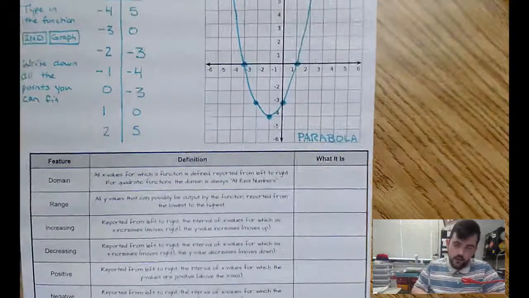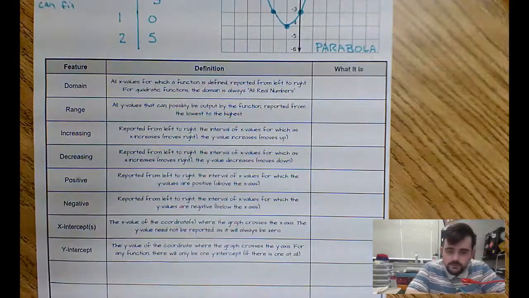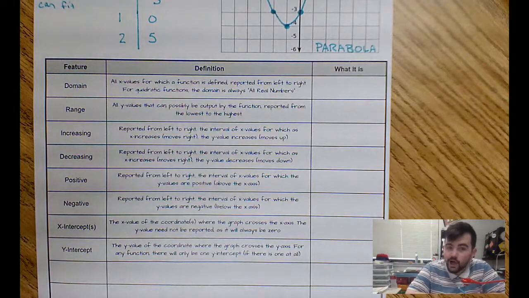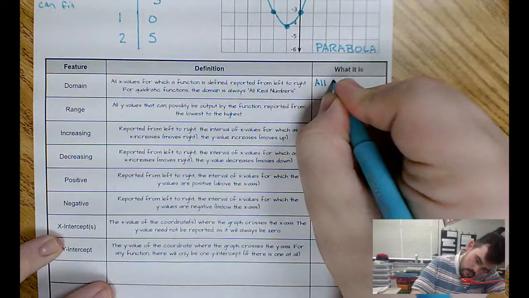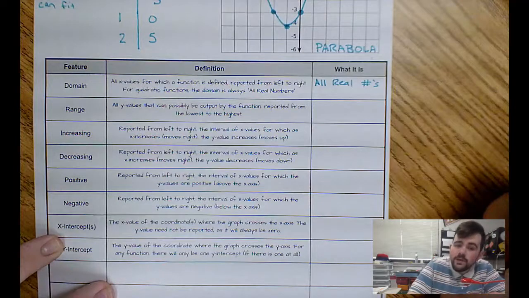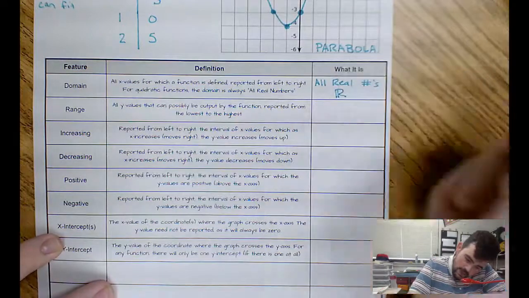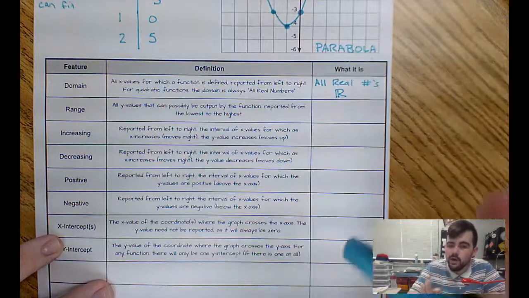So, the domain of a function is all of the x values for which a function is defined, and you report them from the leftmost x value to the rightmost x value. Now, the nice thing about the domain for quadratics is it's always just all real numbers. You might also see all real numbers abbreviated ARN, or with this fancy little double struck R. It's like an R with an extra line through it. The domain for a quadratic is always all real numbers.